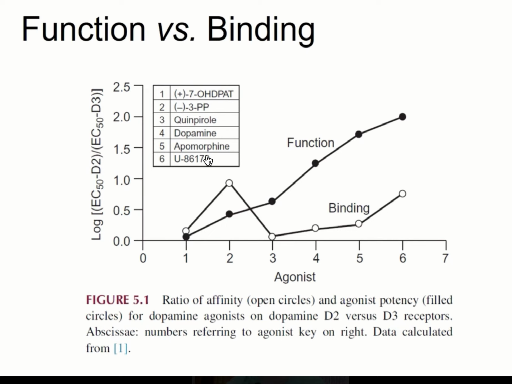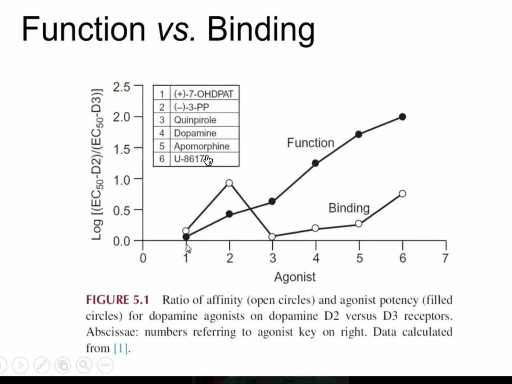Here, we are looking at a graph that shows the relationship between the function and the binding of several different agonists. On the x-axis, each number represents a different agonist. So there are 6 agonists, and the names are up here, but what they are doesn't really matter to us. On the y-axis, they have maybe the most complicated unit ever, but just think of that as a measurement of the binding or the function.